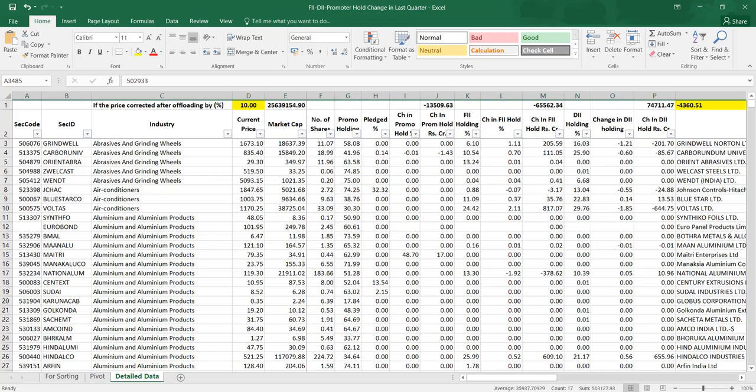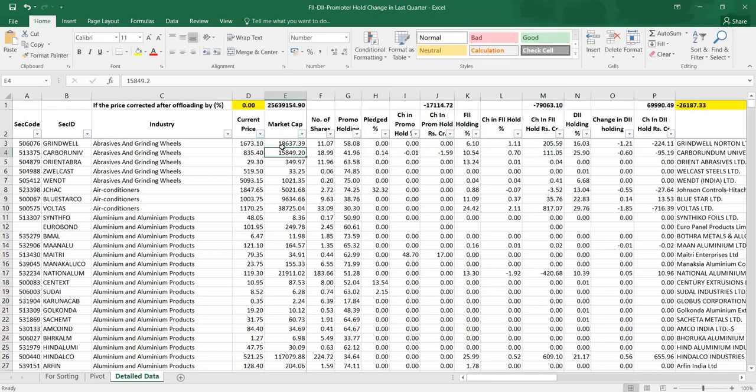Hi friends, let me apologize for a mistake I made in the last video. The file I used had a wrong equation in the calculations. That is, when I converted the change in FII holding into how many crore rupees for promoter holding, FIIs and DII holding, I made a mistake in that calculation. So kindly bear with me.